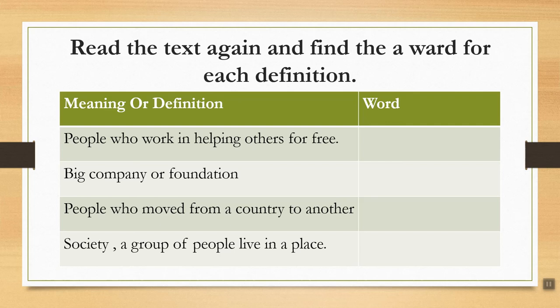The last one, society or a group of people living in a place. This is community. Of course, the word community is smaller than the word society. The word society is a big one. For us, community means what? A small number of people.